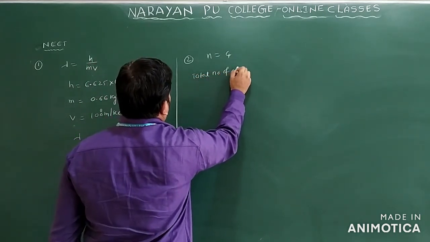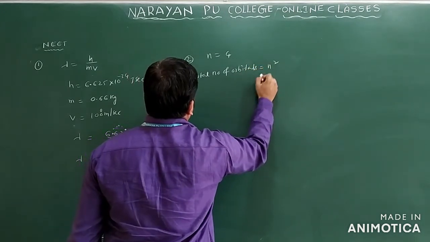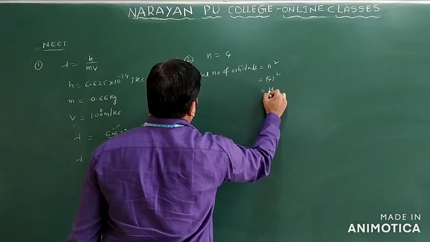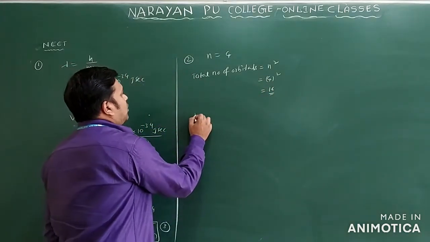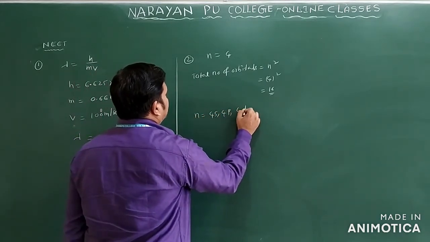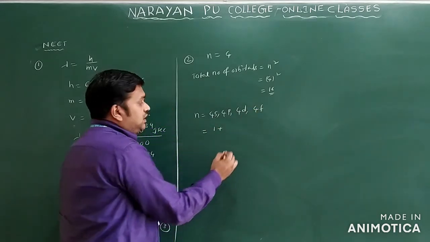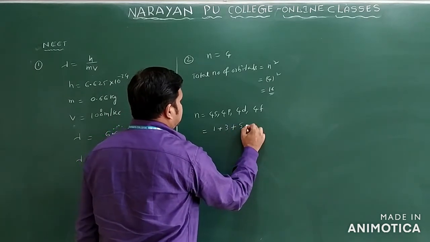Total number of orbitals is equal to the formula n square only. So what we have? 4 square, that is equal to 16 only. Otherwise, if n is equal to 4, you can write 4s, 4p, 4d and 4f only. 1 s orbital and 3 p orbitals, 1 d means here 5 d orbitals are there.